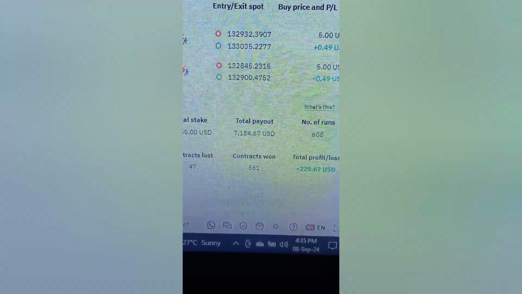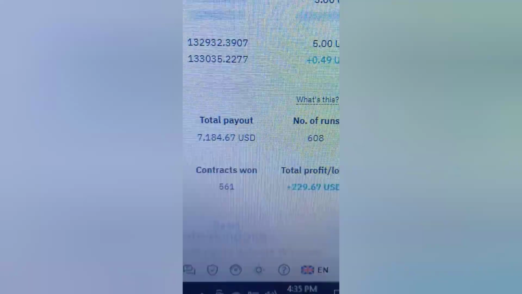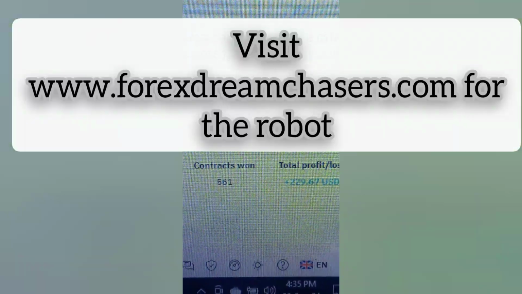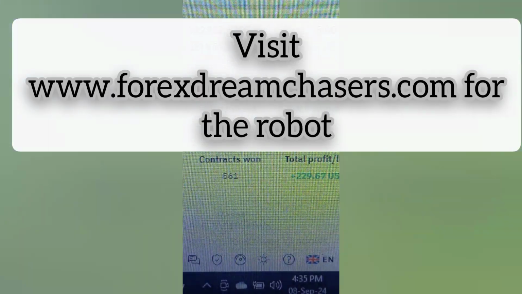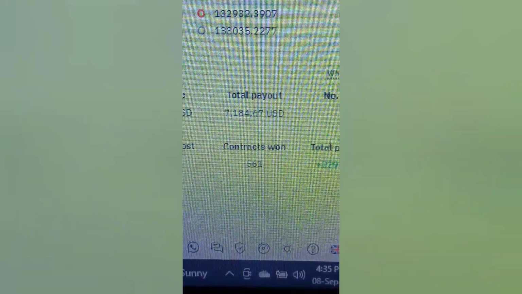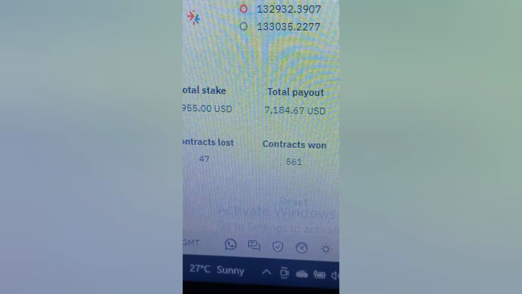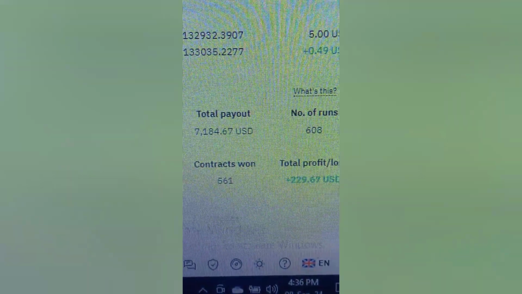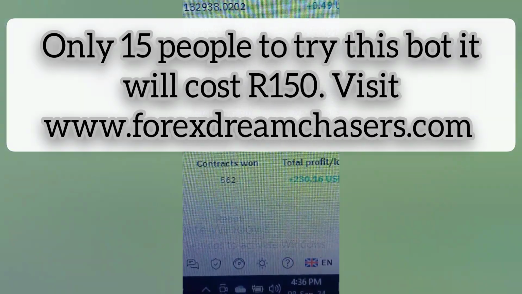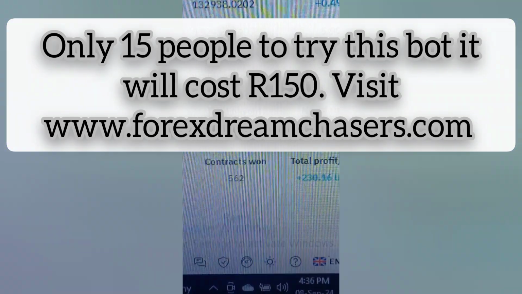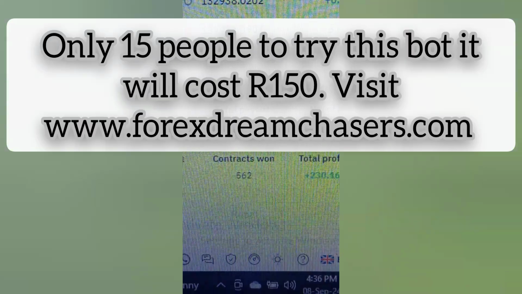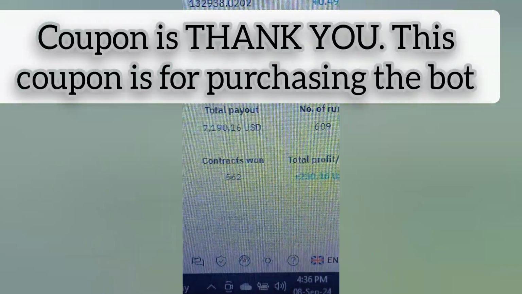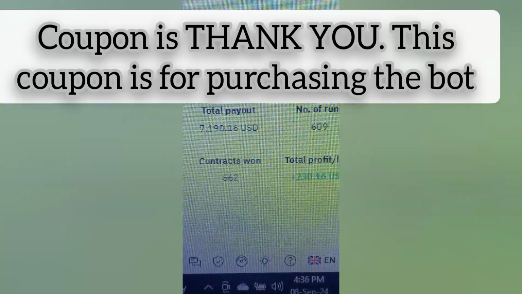This board, guys, is one of the best boards. I just upgraded this board. Look at the number of trades we had. 608. We only won 561. Lost 47 out of 600. This was the profit. You can see how much I made per trade. 49 cents. So this board I ran it for roughly 3 hours. This is how much I made in 3 hours. Make sure you get it as soon as possible.